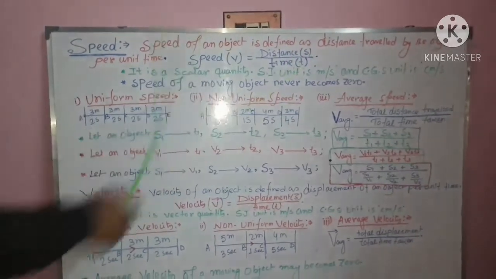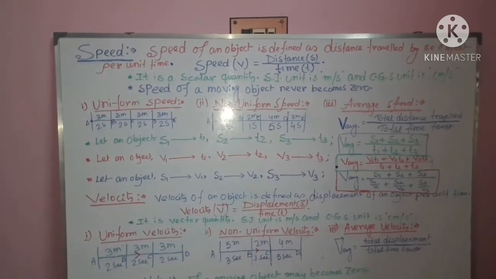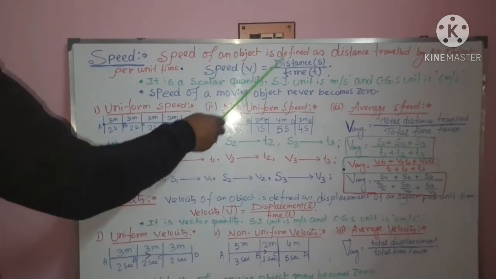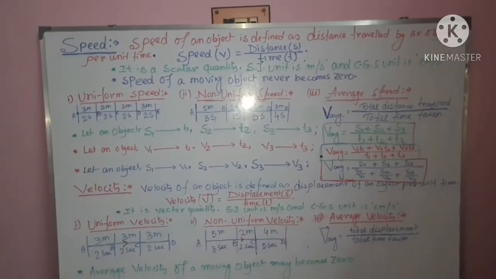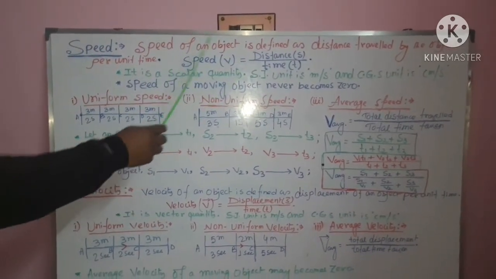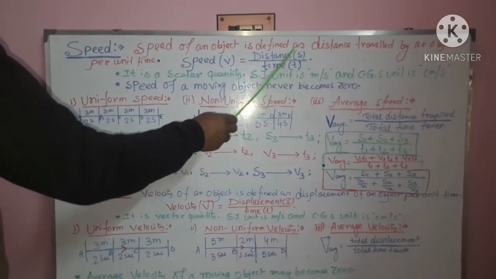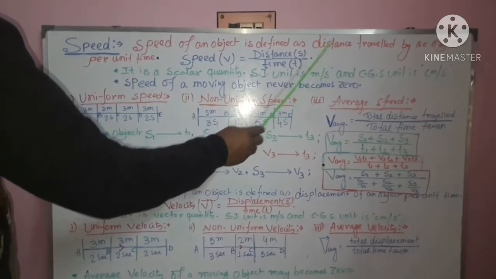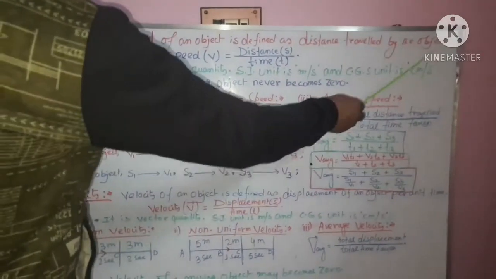Now, from the mathematical definition of speed, we are able to see that speed is related with distance and time. Both of them are scalar quantities. That's why you can say speed is also a scalar quantity. And the SI unit is, the distance SI unit is meter divided by time SI unit is second. That's why meter per second. And the CGS unit is centimeter per second.